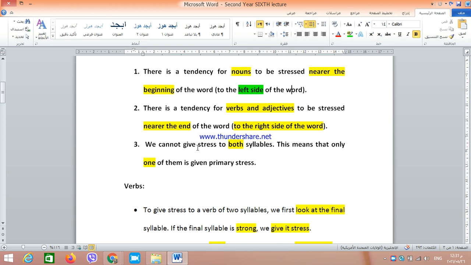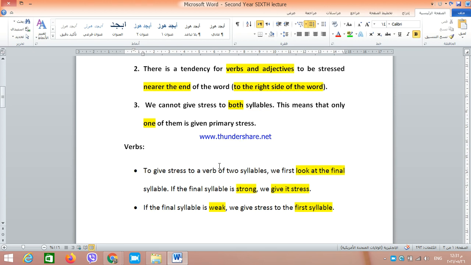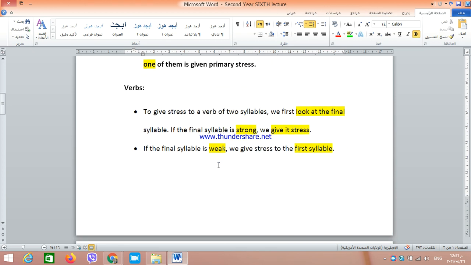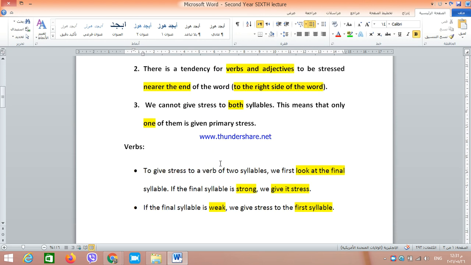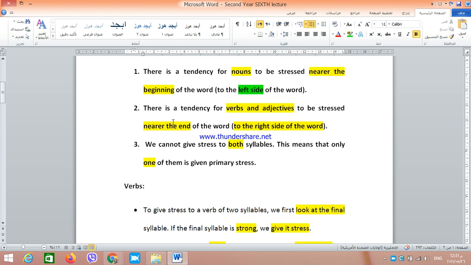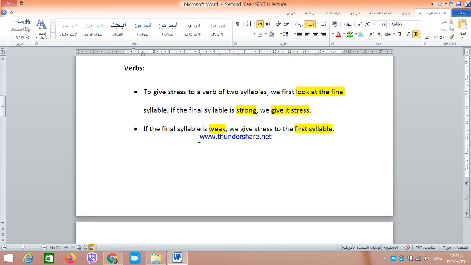Now, can we give stress to both syllables? No. The primary stress is given to one of them. Now, let's talk about the process of placing stress on verbs. And don't forget the second rule, which is about verbs. The tendency is to give the stress nearer the end. So two-syllable verbs are stressed in this way.